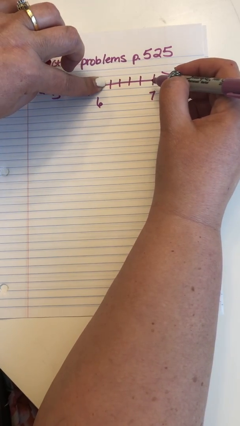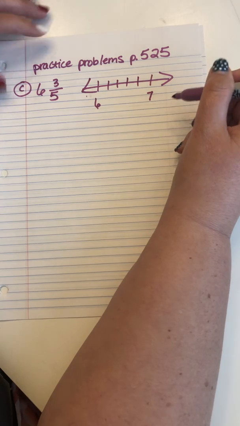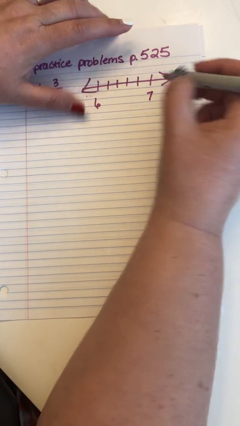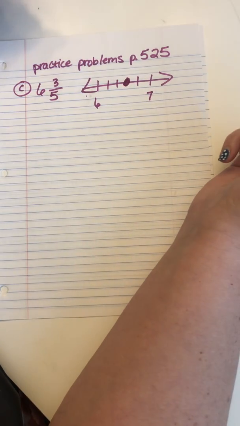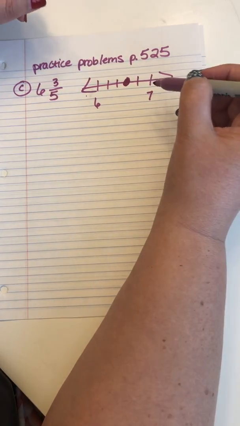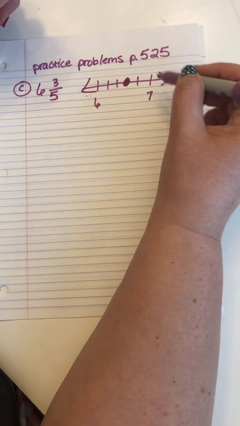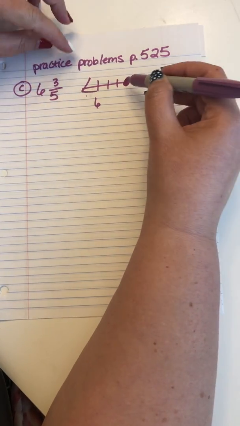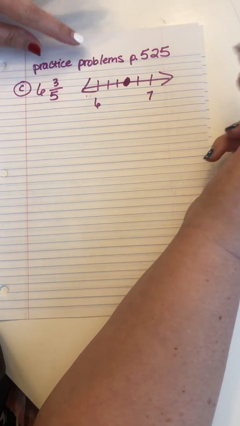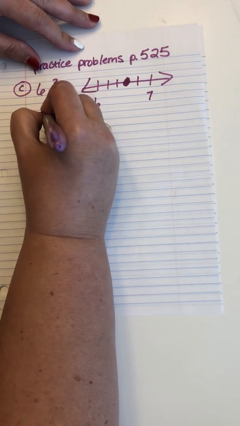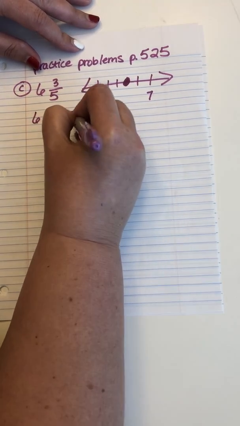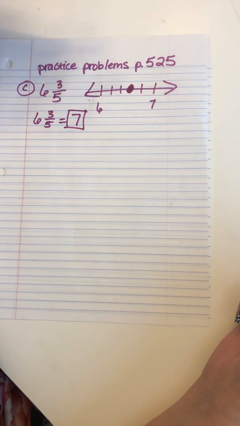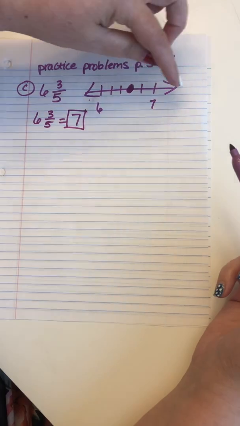Remember, you don't count the first one, just the next 5. So 3/5. So I have 1/5, 2/5, 3/5 right there. So there I have to determine, is it closer to 7 or is it closer to 6? And this one's pretty close looking, but it is closer to 7. So 6 3/5 will round to 7. That's its nearest whole number. Okay? Because it's over halfway.